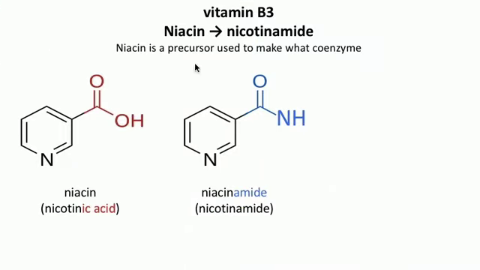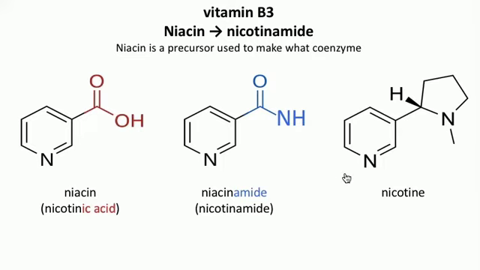Let's take a look at niacin, also known as vitamin B3. I simply require you to know it as niacin. Niacin can also be called nicotinic acid, and if the carboxylic acid group gets reduced to an amide, it can now be called niacin amide or nicotine amide. Now your vitamin bottles will list this as niacin, not as nicotinic acid. Can you tell me why? Well, a lot of people don't like the sound of nicotinic. It sounds too much like nicotine, which is structurally related to niacin.